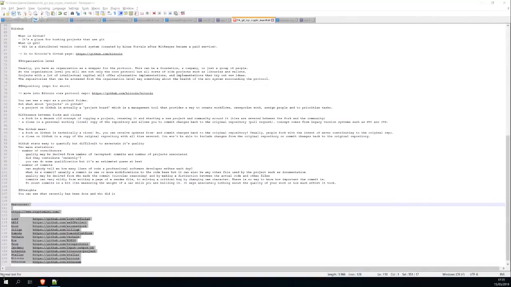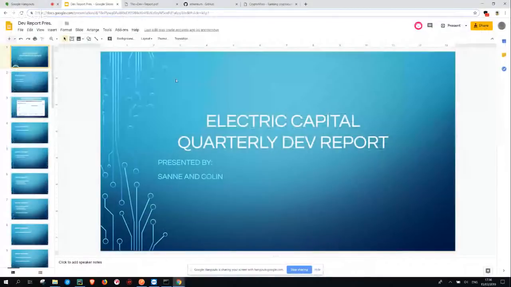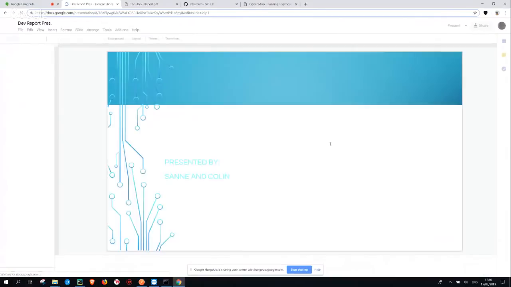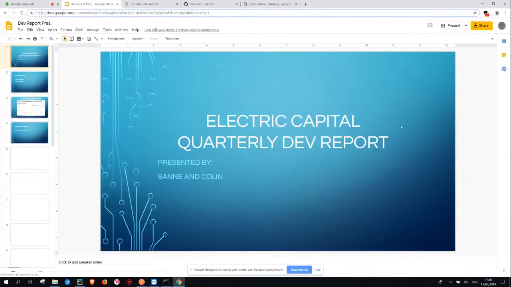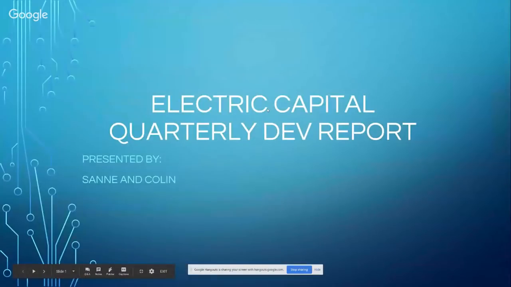Great. I'm not sharing the right screen. I was just going to say, I think we're on your repo GitHub there. No, not really, but let me see if I can. Oh, the notes, my bad. That's strange. Let me see if I can do this. Okay. Now you can see it, hopefully. Yep. Okay. Electric Capital Quarterly Dev Report presents. Right. Wow. It took a little bit longer.